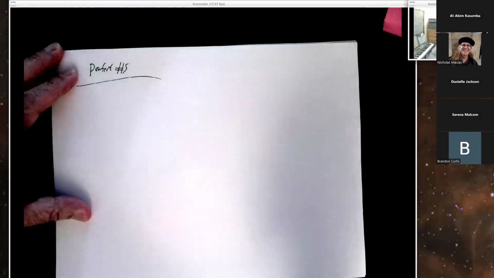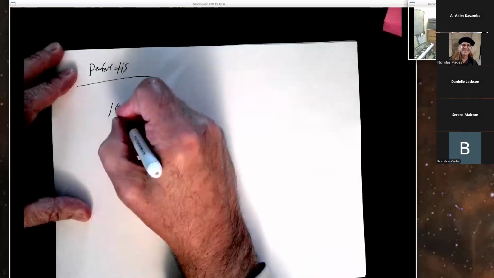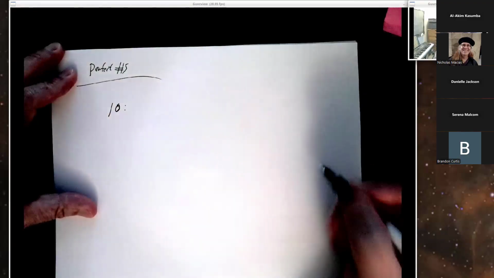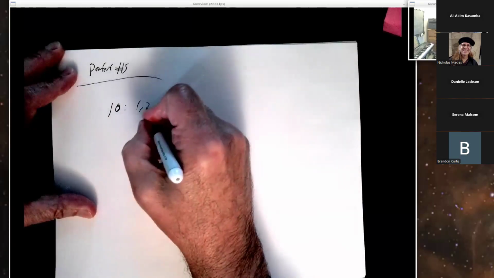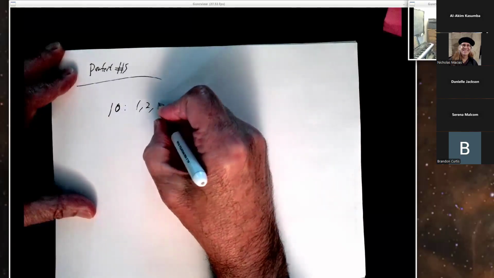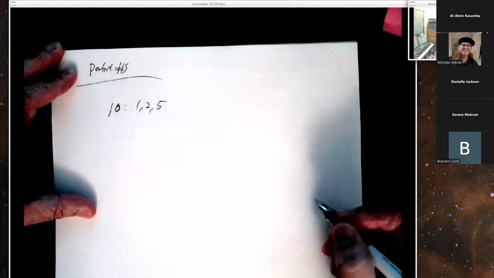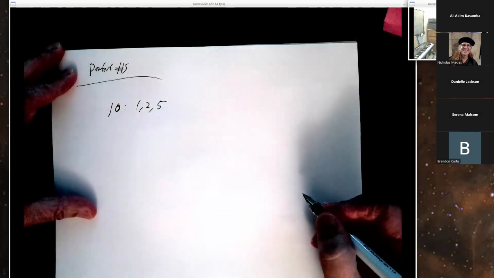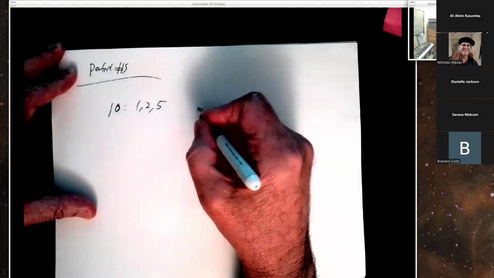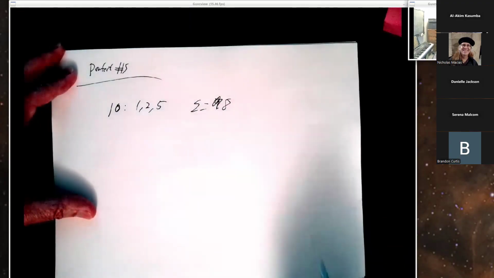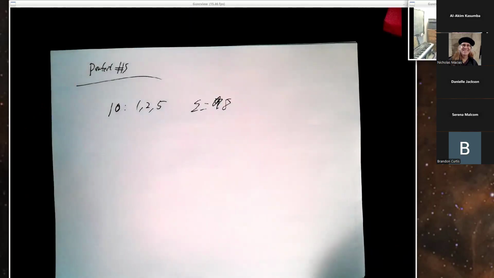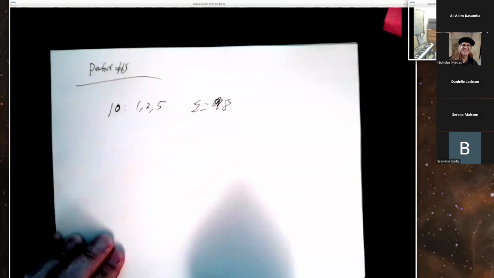So take a number like 10 and write down all of its factors, including 1, but not including itself. So what is 10 divisible by? 1, 2, 5. I think that's it. And if you add 1 plus 2 plus 5, you get 8, which is less than 10.